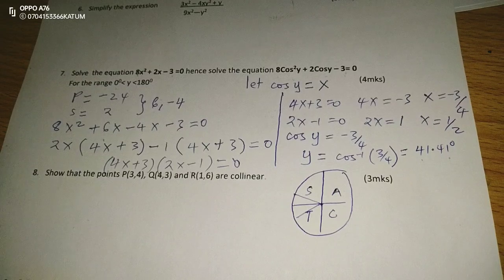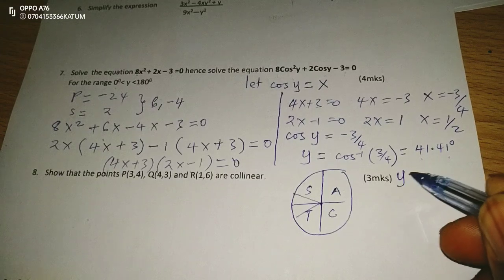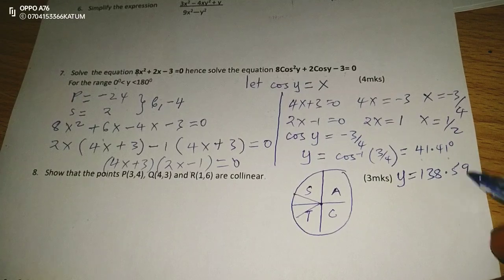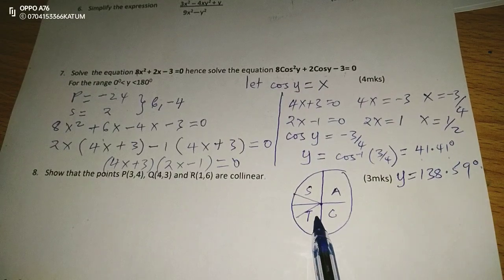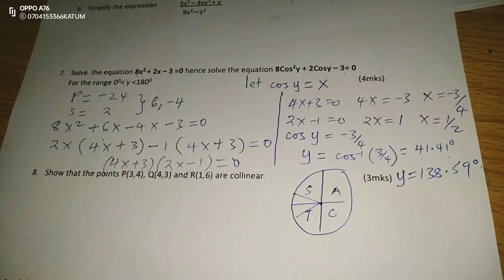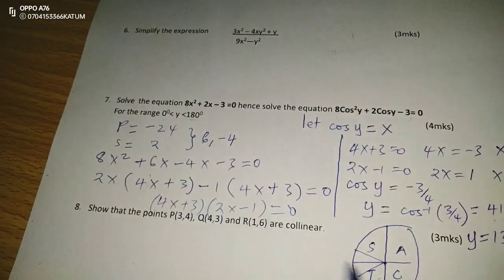Therefore, in the second, we'll have 180 minus 41.41, and we'll get an angle of y being 138.59 degrees, or in the third, whereby it will be 180 plus 41.41. This is 221. And remember, 221 is going beyond the limit here. Therefore, we forgo the second option.